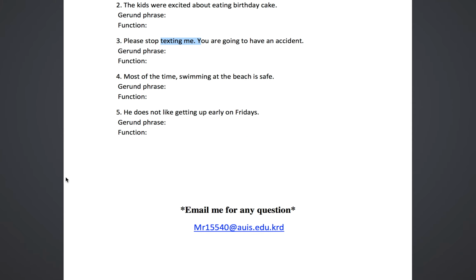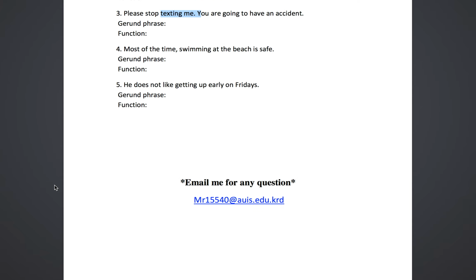The fourth one, most of the time swimming at the beach is safe. Swimming at the beach is the gerund phrase and it's functioning as the subject of a sentence, so this is functioning nominally here. The last one, he doesn't like getting up early on Fridays. He doesn't like something. Getting up early on Fridays, all of them together make the gerund phrase, and they are functioning like the object of the verb like, doesn't like.